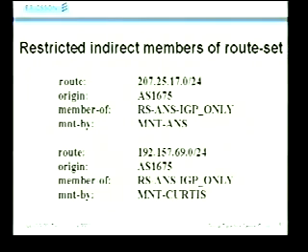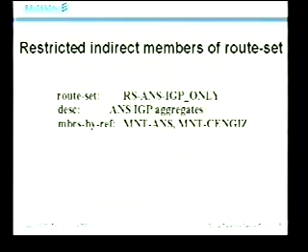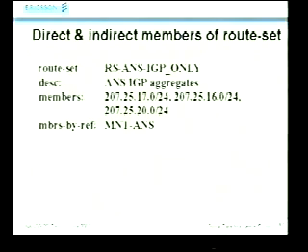So this is a way of restricting members of route sets. It's also a scalable way of populating a route set. In other words, you could put in, say, the maintainers of customers here, and only your customer routes can be in this route set. Here are direct and indirect members. I have the route set, here are the members listed explicitly, and here is members by ref.